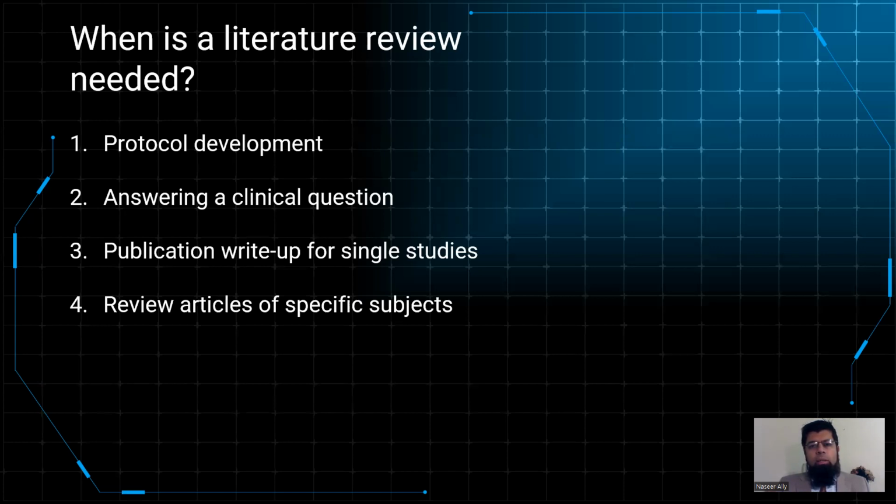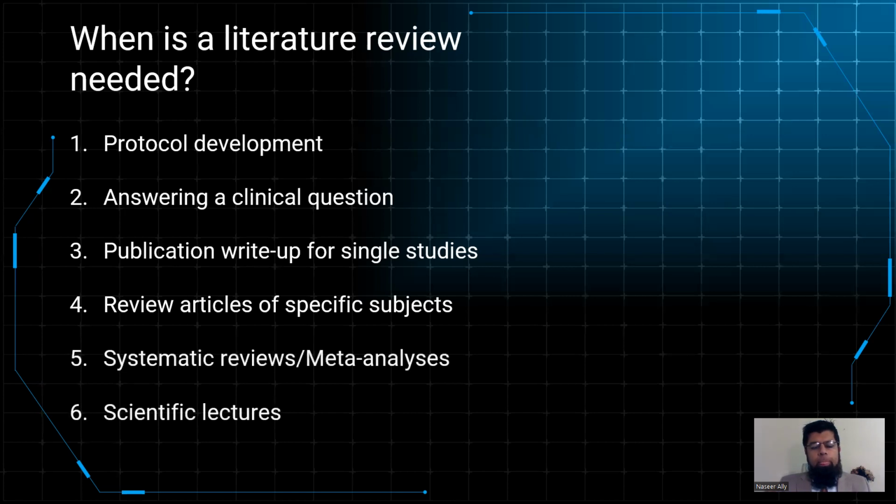If you are doing a review article on a specific subject, for example, diabetic macular edema, you would then want to review all of the available literature. If you are doing a systematic review or meta-analysis, this represents the pinnacle of literature review in that it is a rigorous standardized method in which you try and look at the entire body of published work on multiple platforms or databases to answer a pertinent clinical question. And lastly, if you are doing a scientific lecture, such as what I'm doing now, you would also need to consult the body of knowledge and literature.